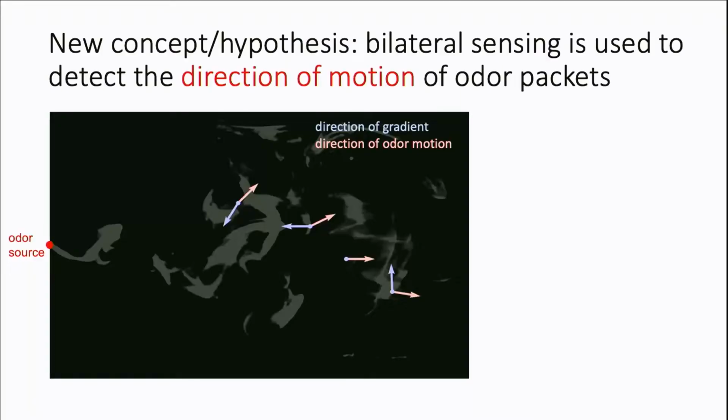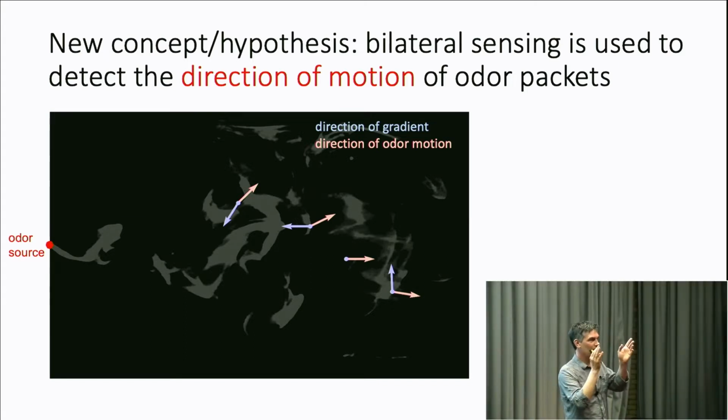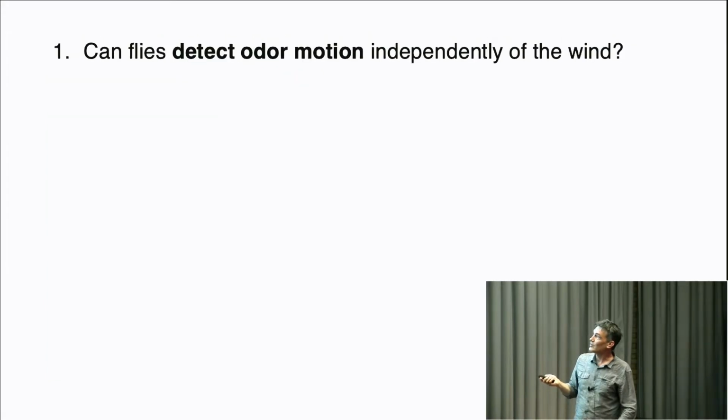So the concept was a hypothesis: is it possible that they're actually able to detect the motion with their two antennae rather than just the gradient? No? Can you detect motion? If you can detect motion, you should be able to detect the motion of those packets and maybe use that to navigate. But in order to answer that question, the problem is that the odor and the wind are very correlated, because they're transported by the wind.